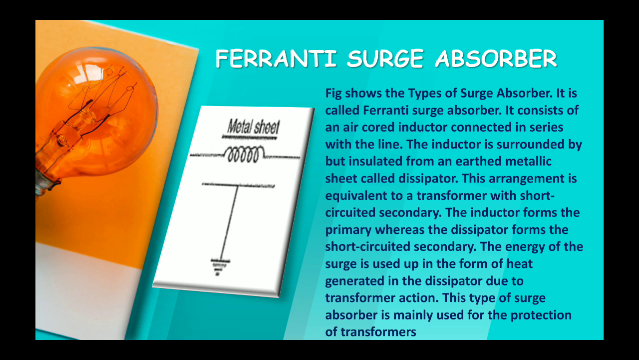The inductor forms the primary, whereas the dissipator forms the short circuited secondary. So the energy of the surge is used up in the form of heat generated in the dissipator due to transformer action. This type of surge absorber is mainly used for protection of transformers. So when the surge occurs, it is dissipated in the short circuited side of the Ferranti surge absorber. So that is the Ferranti surge absorber.